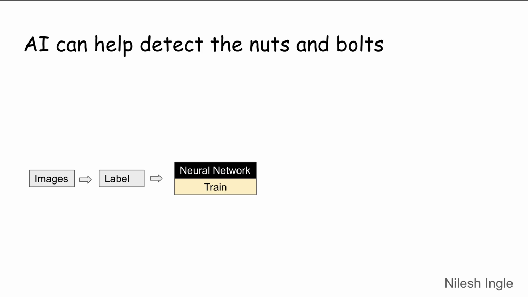Now the process is you first collect the images, and then I've labeled them. I've marked in each of those images which part of the image is a bolt for the training set, and then for the test set there are no labels.